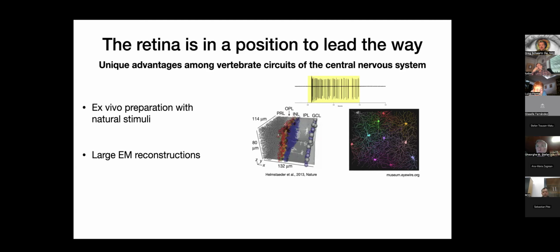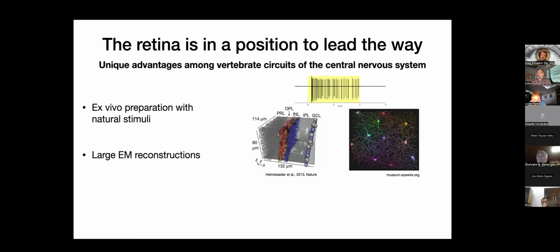We also have large EM reconstructions available. This was the first place where connectomics was done at scale, and the serial block face EM was done first in the retina in this 2013 paper. We have museum.iwire.org that my collaborator Sebastian Seung has made, which is really an amazing website where you can explore the morphology of the 47 morphologically identified ganglion cell types and look at their mosaic. So we have these dense reconstructions where the entire thing is traced and you have every cell traced.